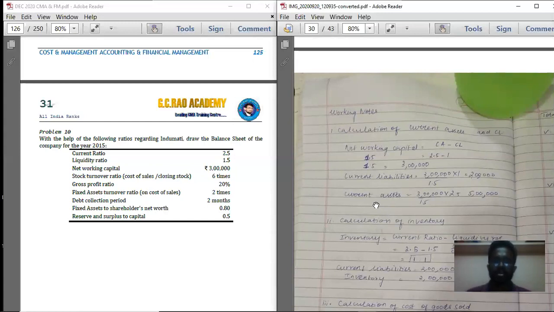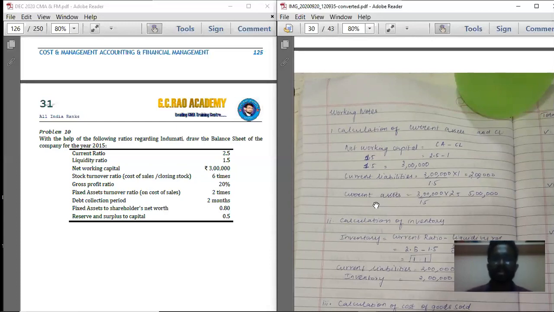Working notes. Note number 1: calculation of current assets and current liabilities. Below that take the formula, net working capital is equal to current assets minus current liabilities. What is the ratio they have given for current ratio? 2.5:1. So current assets is 2.5, current liabilities is 1.